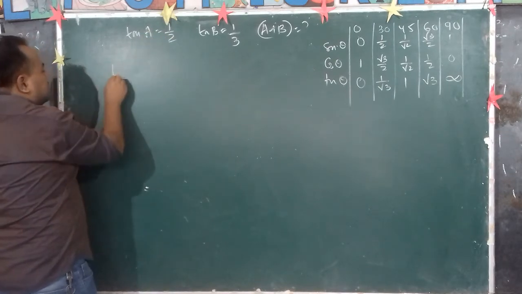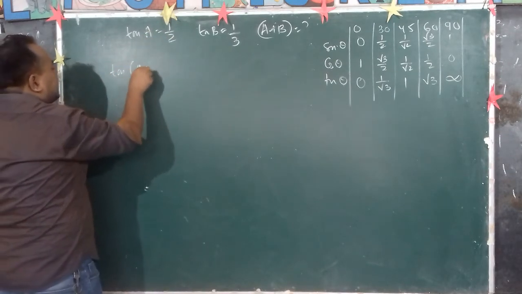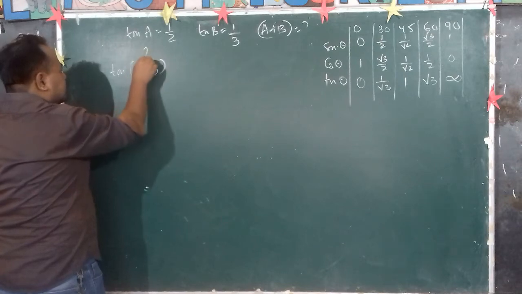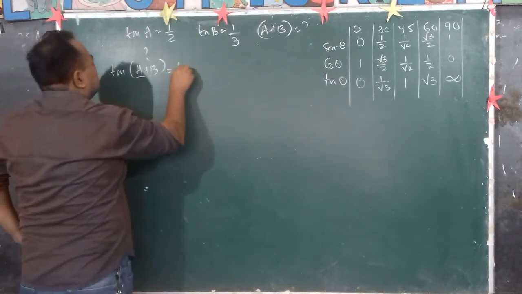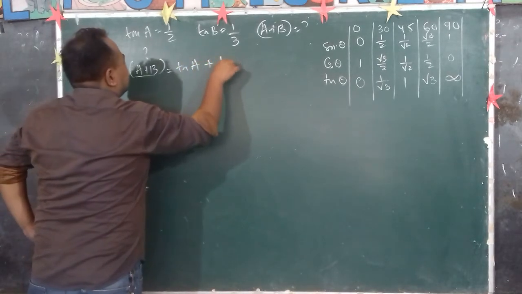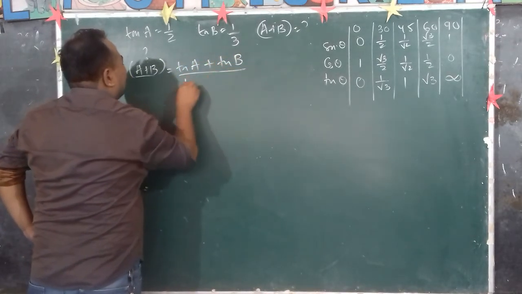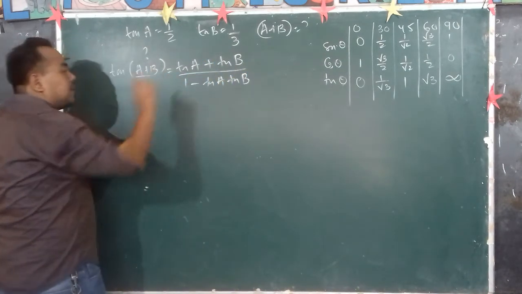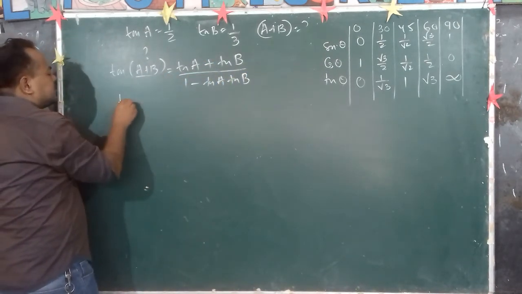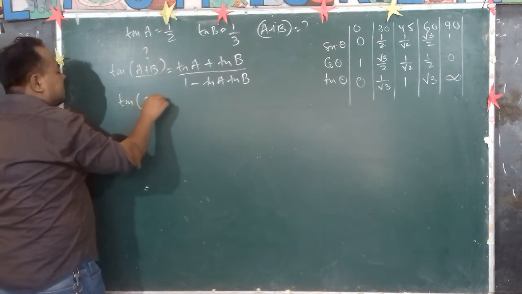So let me start by writing tan A plus B. I have to find this and the ratio is in terms of tan. So what is tan A plus B's formula? It is tan A plus tan B divided by 1 minus tan A tan B. I have just applied the formula of tan A plus B.